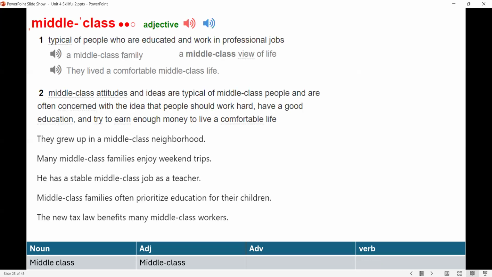Middle class. Middle class means typical of people who are educated and work in professional jobs. And you can talk about a middle class family, a middle class view of life, or middle class life. As you have in the third sentence, they lived a comfortable middle class life. They grew up in a middle class neighborhood. Many middle-class families enjoy weekend trips, middle-class job. What else? Middle-class workers.